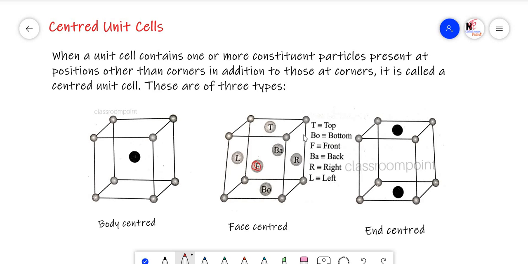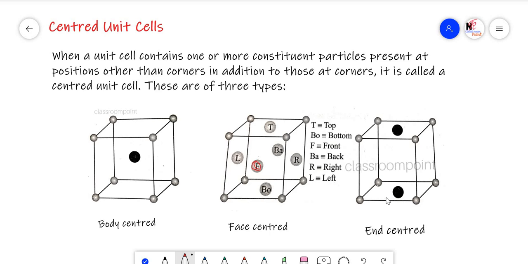And for the back, this is the center, BA. And for the right side, this one is the center. And for the bottom side, this is the center. It means the centers of all the faces are occupied by particles along with the corner positions. Such types of unit cells are called face-centered unit cells.